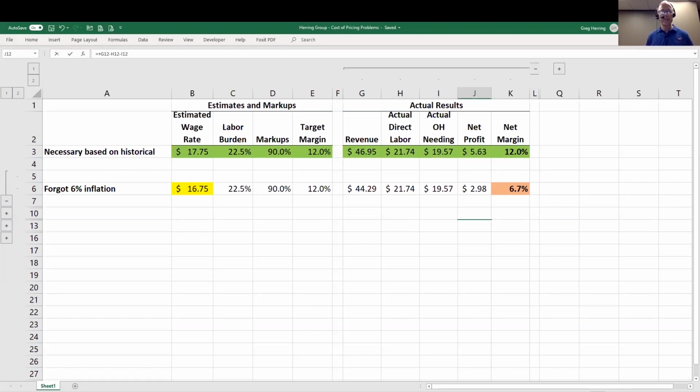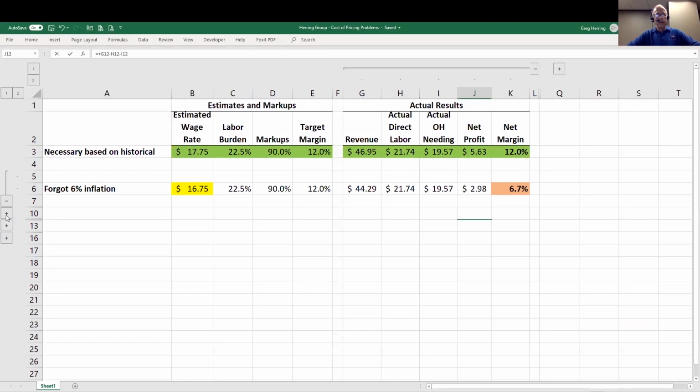Now, our cost didn't change, so column H, $21.74, is still there. And the amount of overhead that we need to recover for each hour of labor didn't change. So that's the $19.57. But what changed? Our revenue and our net profit, right? And our net margin is at 6.7%. So we lost a little over 5 points of margin because we forgot about inflation.